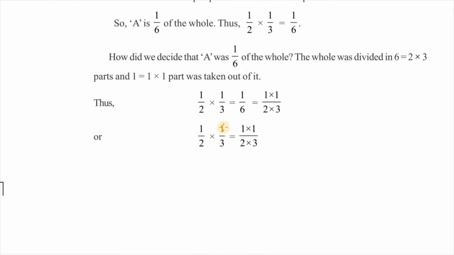Thus, half of 1 by 3 is equal to 1 by 6, which is just the same as multiplying the numerators separately, multiplying the denominators separately, and keeping them as it is in the fraction. Therefore, whenever you're multiplying any two fractions, you have to multiply the numerators and keep it as a new numerator, multiply the denominators and keep the product as the new denominator, and you have the answer.